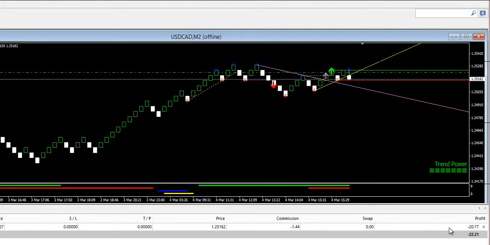Unlike our other systems or indicators, we focus on price action, and we believe that price action is the only true indication of what the market will do. So we don't look at the past. We rely on what the market is doing at that particular moment when we're about to enter the trade.